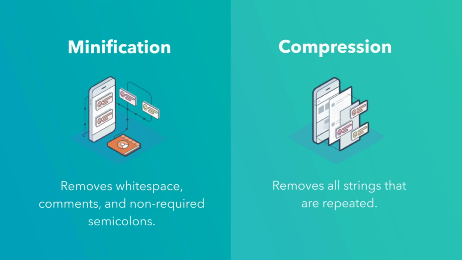Once the file arrives, the browser has to decompress it, like when you download a zip folder onto your computer and you can't just open it. You have to unzip it first. The same thing happens when the browser receives compressed files, but it's automatically handled by the web browser. While minification removes whitespaces, comments, and non-required semicolons, compression removes all strings that are repeated.